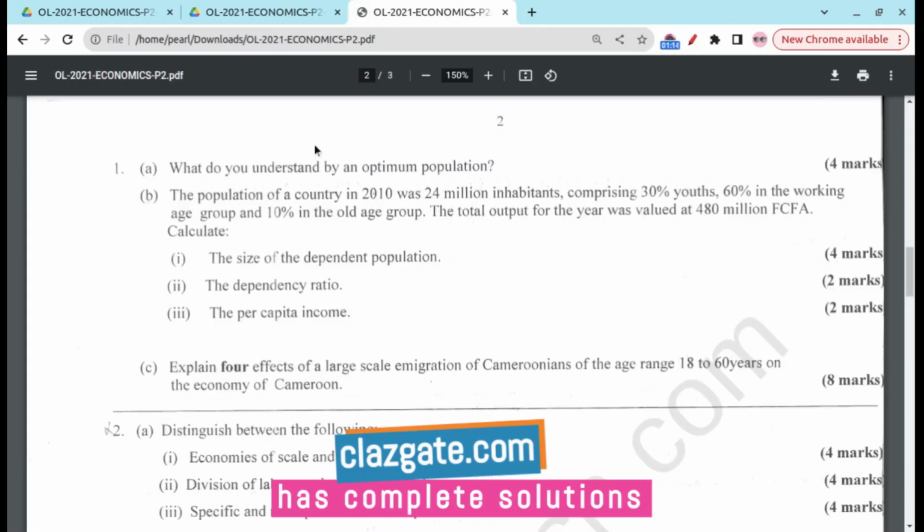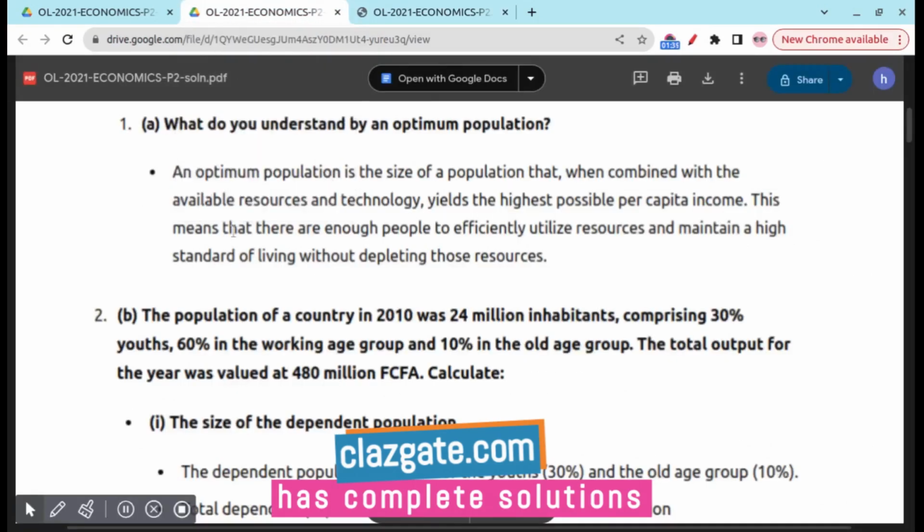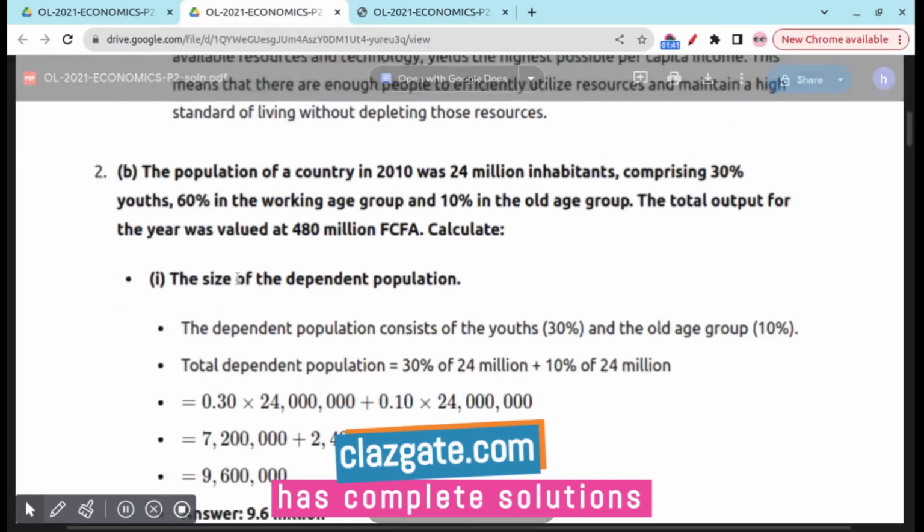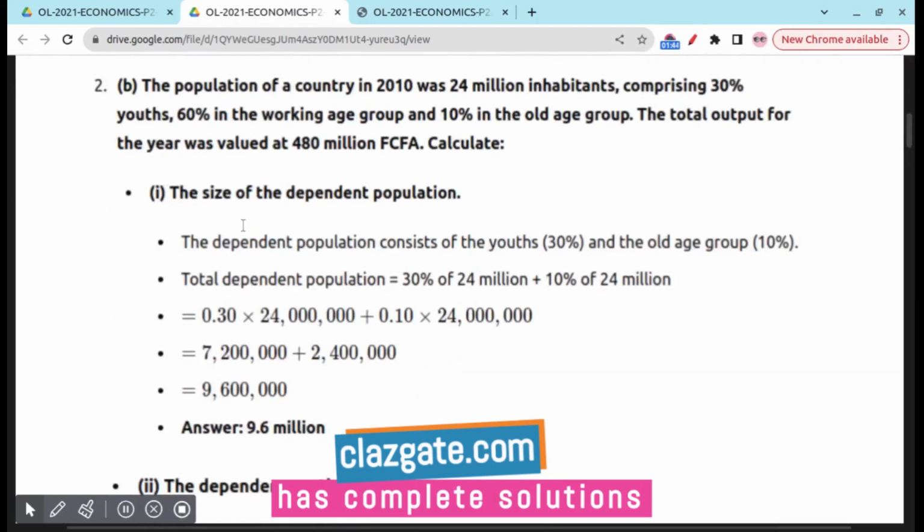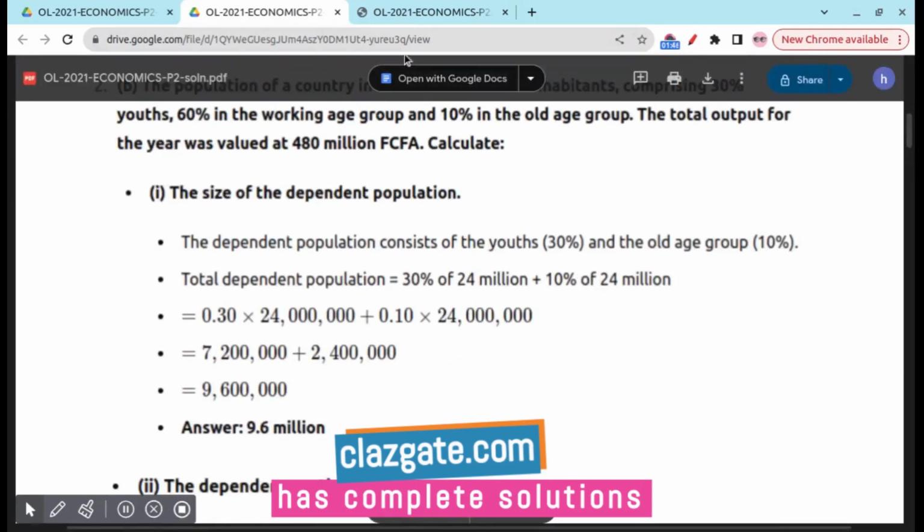And then question B says that the population of a country in 2010 was 24 million inhabitants, comprising 30% youths, 60% in the working age group, and 10% in the old age group. The total output for the year was valued at 480 million francs CFA. Calculate the size of the dependent population. So the first thing is to calculate the size of the dependent population. Let's look at the question again.